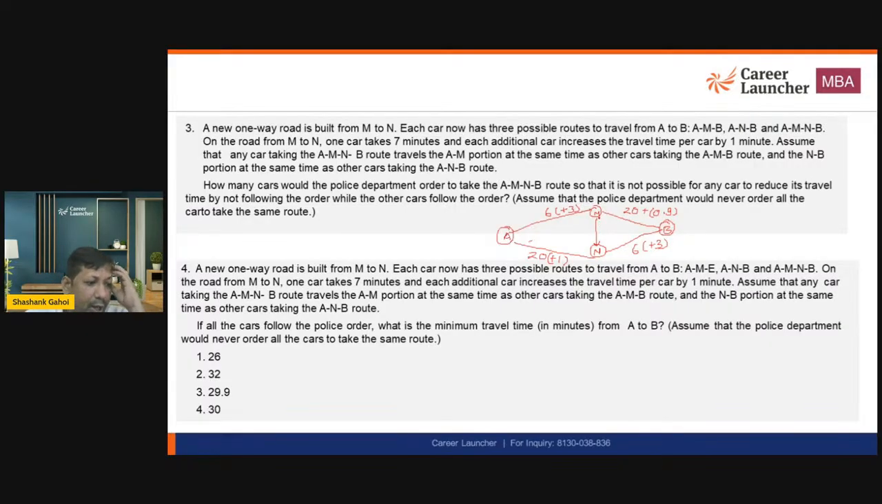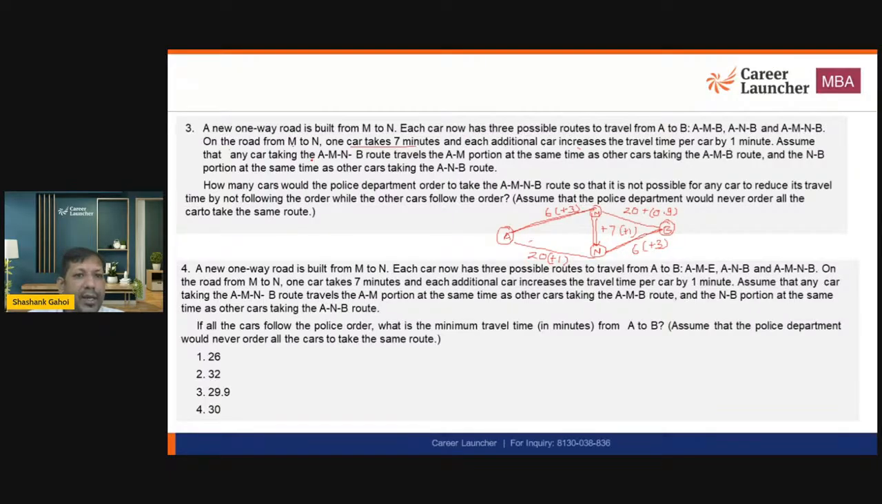Okay. Now what is happening? Each car has 3 possible routes from A to B: A, M, B, A, N, B. So A, M, B and A, N, B we have already checked. Another route is A, M, N, B. That is another route. Okay. On the road of M to N, one car takes 7 minutes. So total time taken from here to here is 7 minutes. Each additional car increases the time by 1 minute. Okay. So I got 7 plus 1.